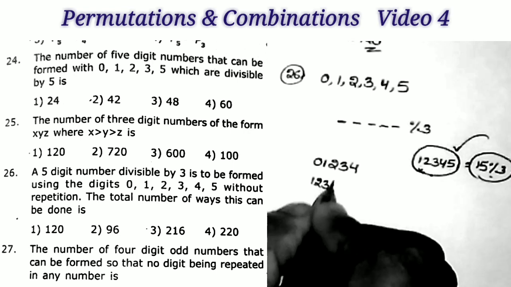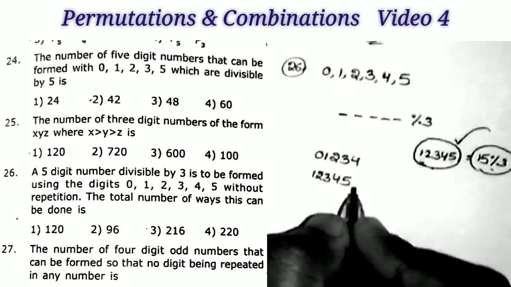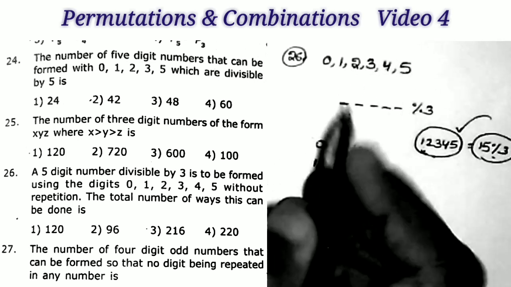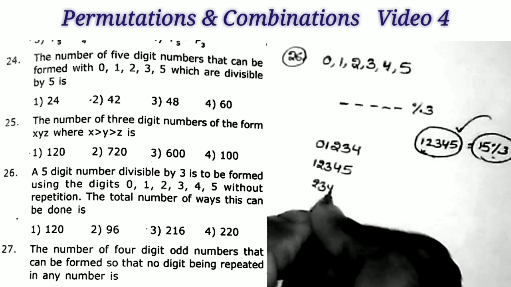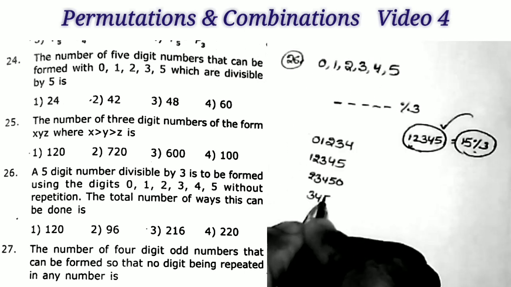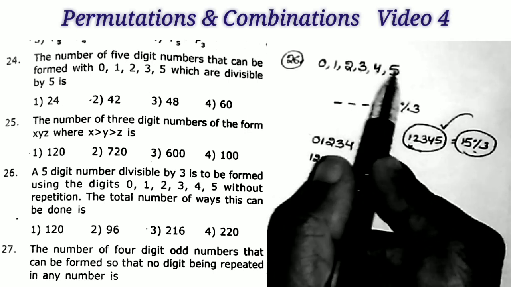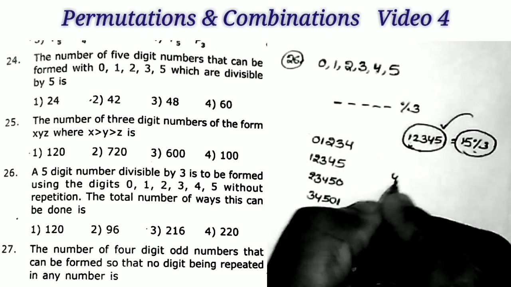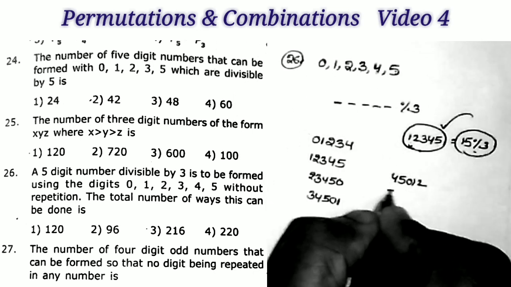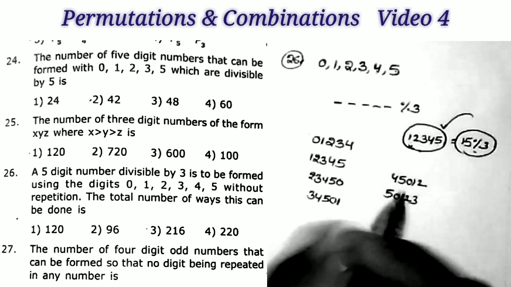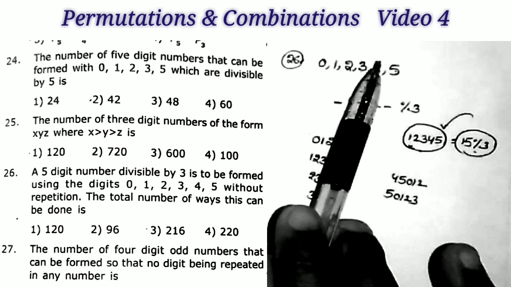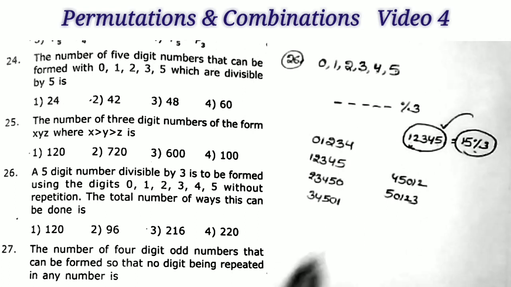The first number is 01234 and the second number is 12345. And what is the next one? 23450. This is also a 5-digit number. And the next one, 34501. And the next one, 45012. And the next one, 50123. These are the possible 5-digit numbers formed by the given digits.